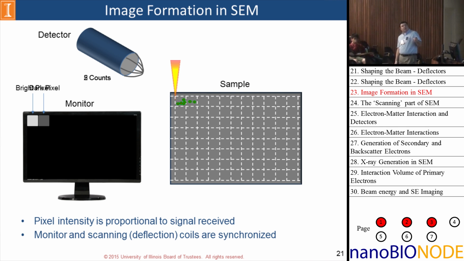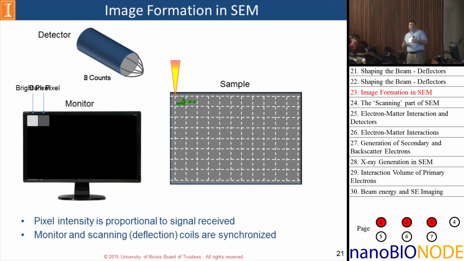So as the beam scans across this first pixel, we get 5 counts, and that's a bright pixel. Then if it scans across the next section, it picks up 2 counts, and that gives us a dark pixel. So it's effectively a proportional counter. If you've got a lot of counts, you're going to get a bright pixel. If you've got fewer counts, you're going to get a dark pixel.